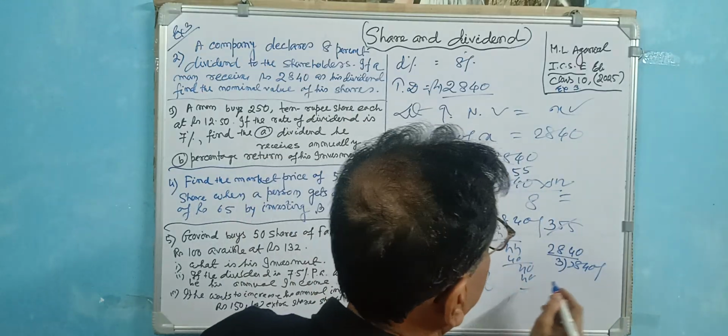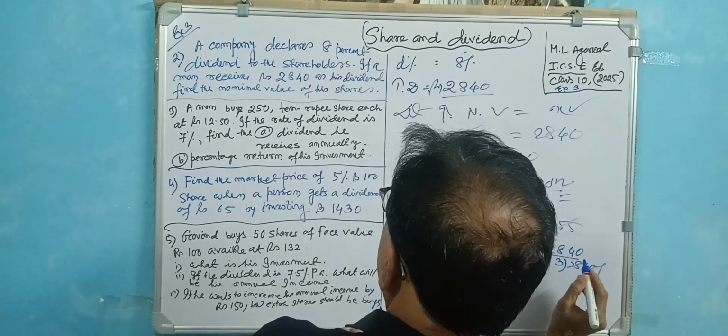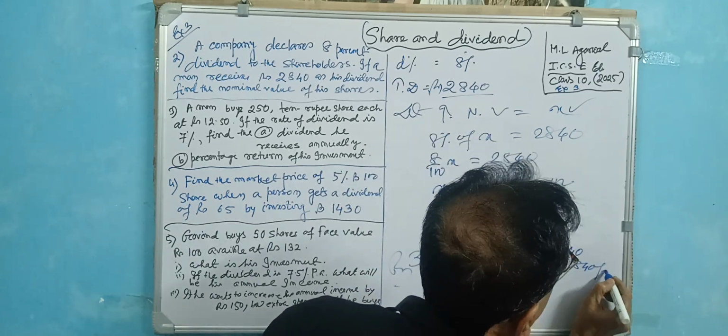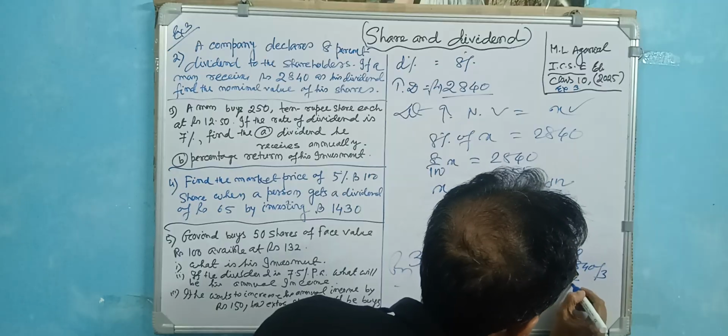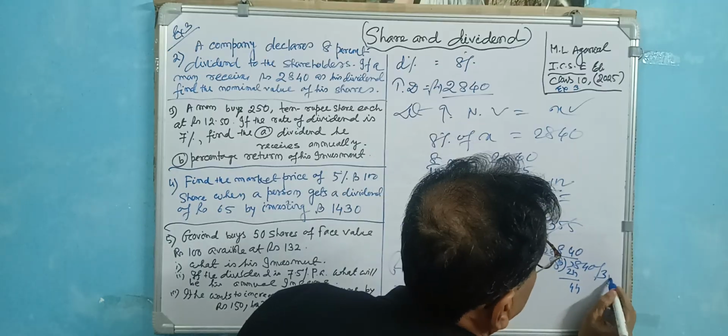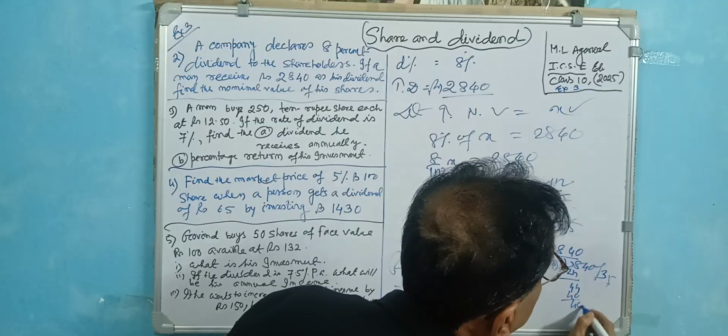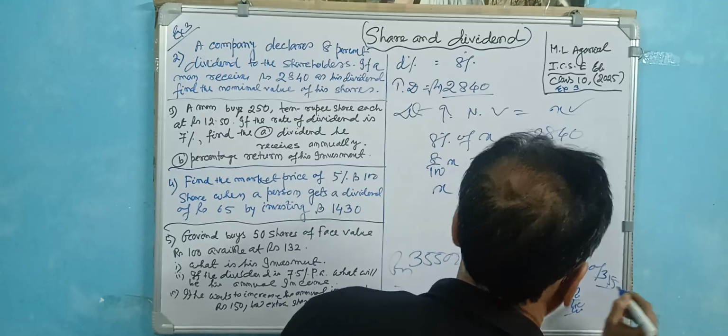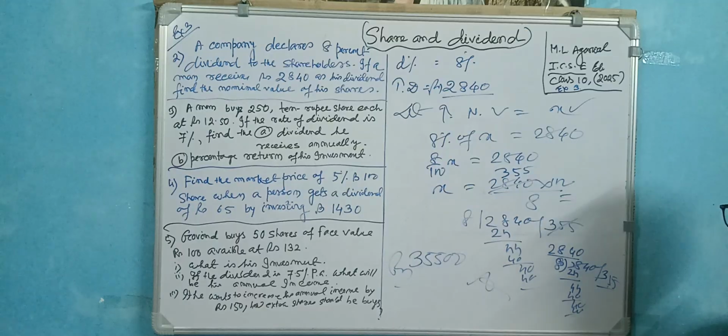2840 divided by 8. 8 fours are 32, 8 fives are 40. So the number of shares is 355. Number of shares is 355.